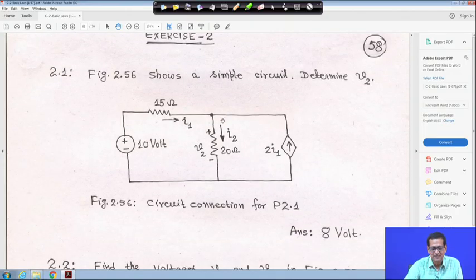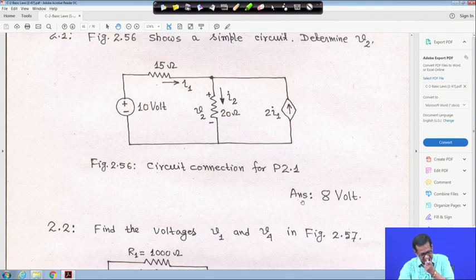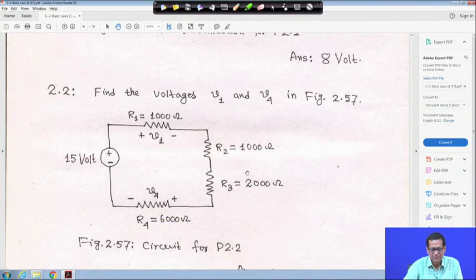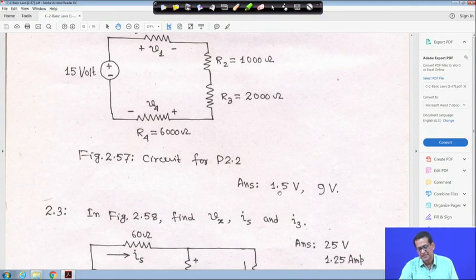So, this is your exercise 2, problem 1, that circuit is shown, you have to find out V2. So, one dependent current source is there and this is your V2, you have to find out V2, answer is given, answer everywhere is given here, right. Next problem you will solve, find the voltages V1 and V4 in this figure, right. You have to find out V1 and V4, right. A simple series circuit is given. So, answer is given, answer is here.